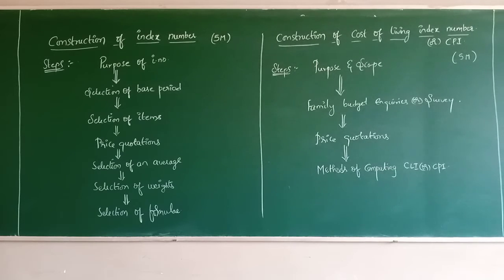For example, in the coming year 2025, if you want to select 2020 as the base, do you think that 2020 is an economically stable period? No, due to corona and the COVID-19 pandemic situation, the economy has become completely unstable. Clear? So that period should not be selected. The period you select for constructing an index number in the current year must be economically strong and stable.